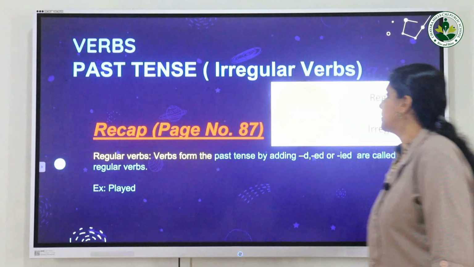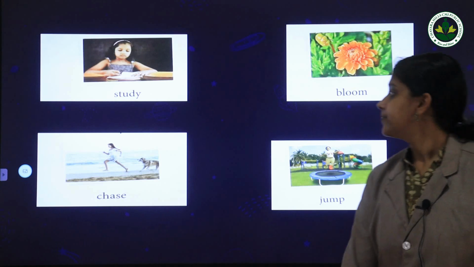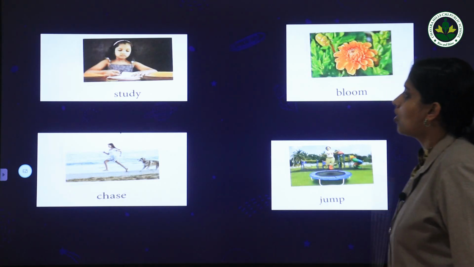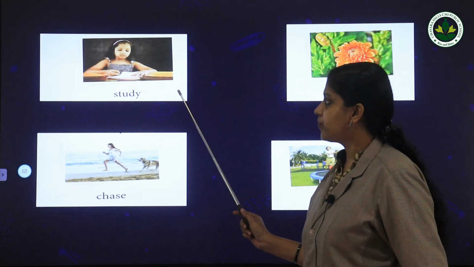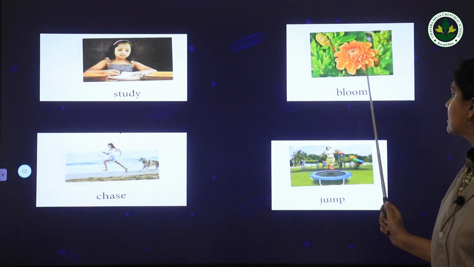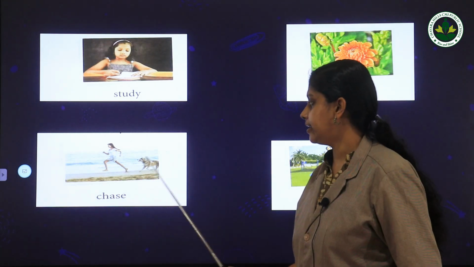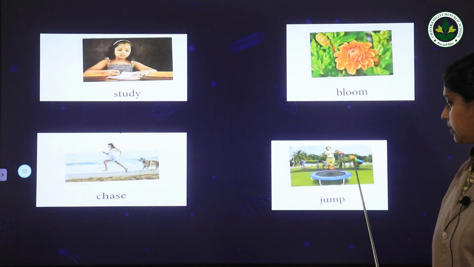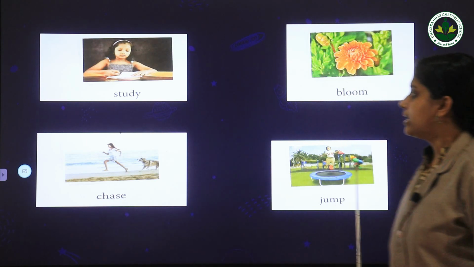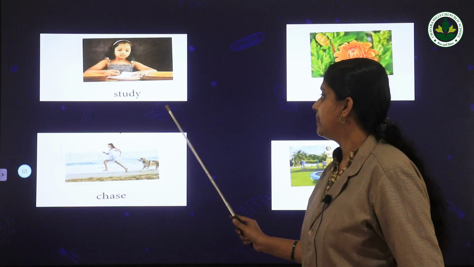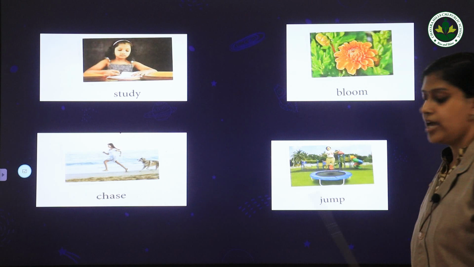Here you can see 4 pictures, and 4 verbs are already given here. In the first picture you can see a girl. Second, you can see a flower. Next, you can see a lady and a dog. Then next, you can see a boy. The four verbs given are: study, bloom, chase and jump.